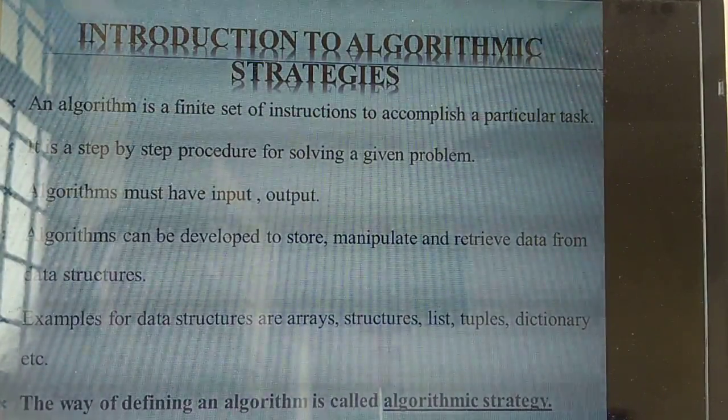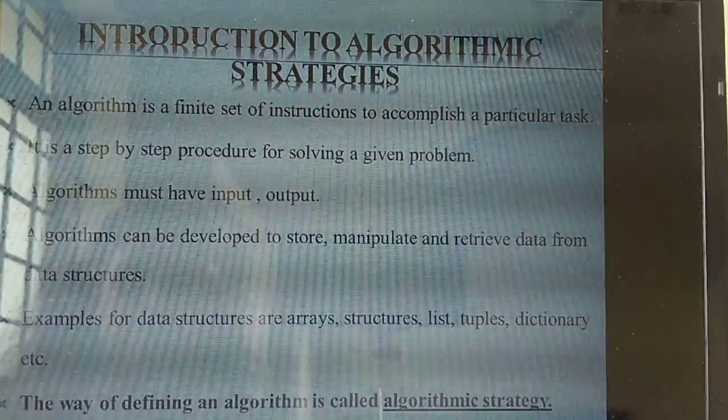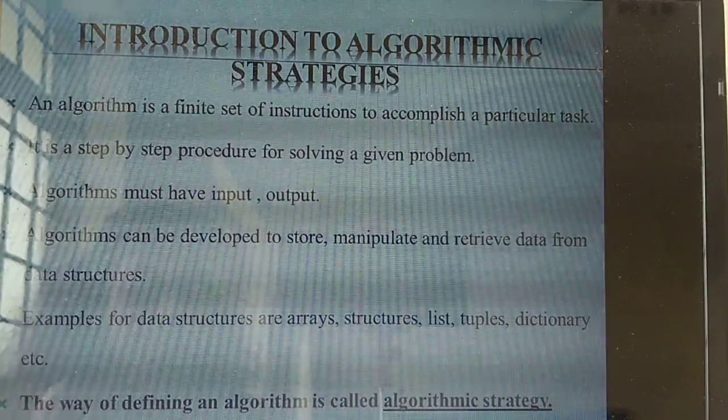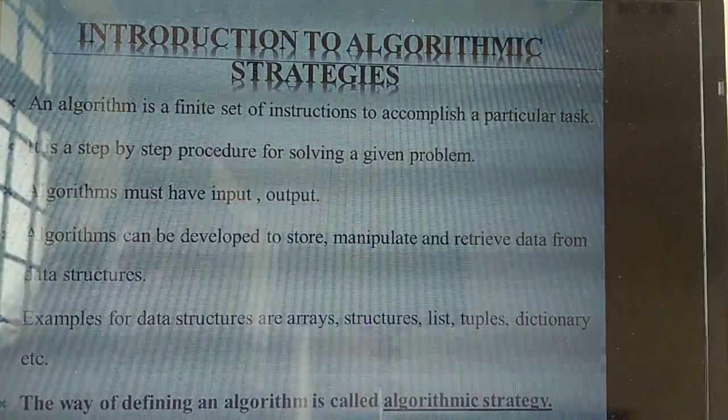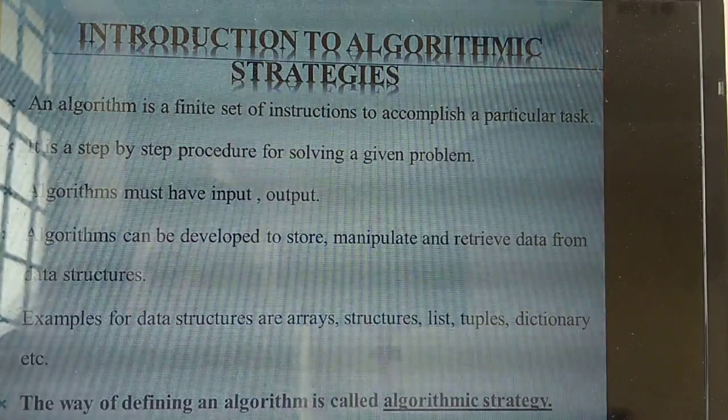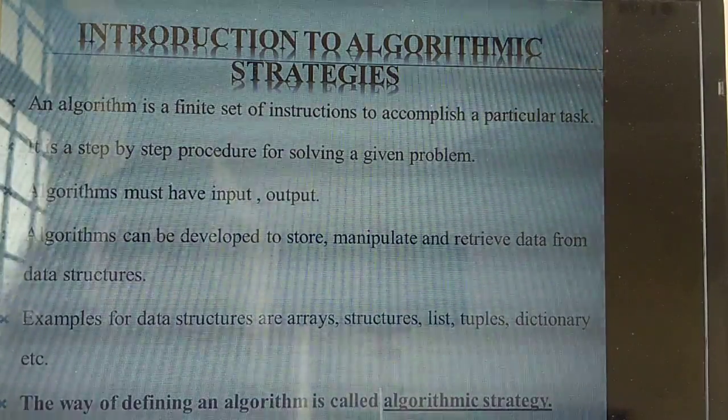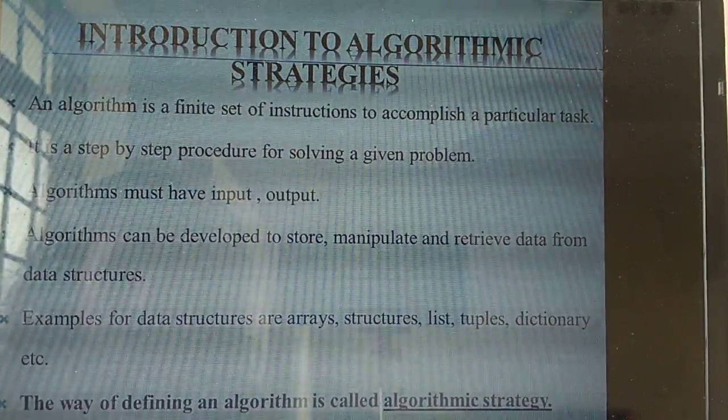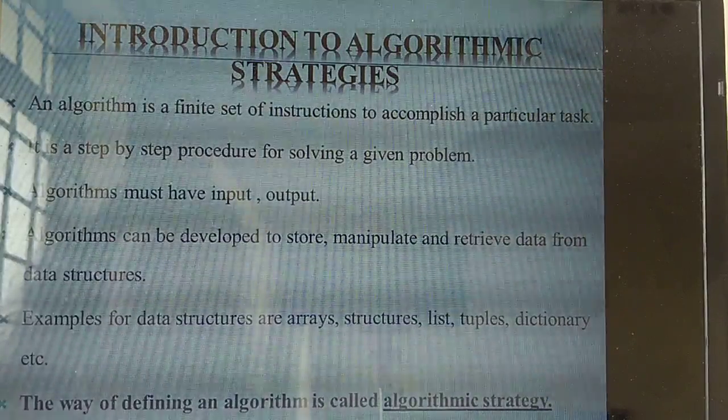The way of defining an algorithm is called algorithmic strategy. What do you mean by algorithmic strategy? The way of defining an algorithm. This is an important one-word question, so just note it down. If you have the textbook, please underline it. What is meant by algorithmic strategy? The way of defining an algorithm is called algorithmic strategy.